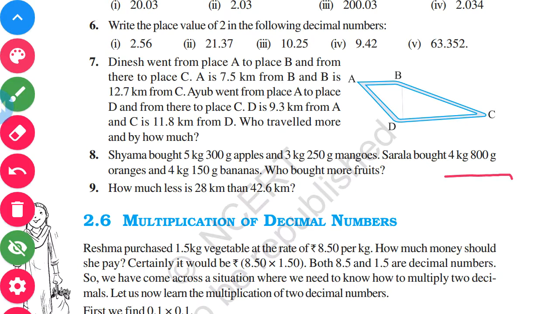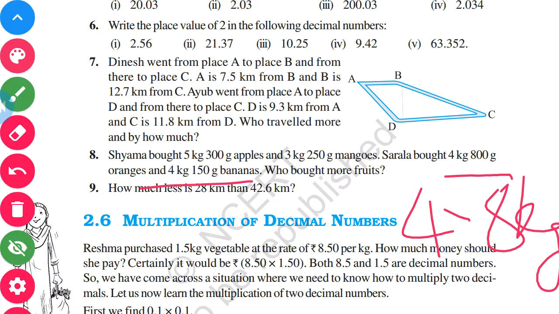Then Sarla, here it is 4.8 kg, as per my calculation, you can check after converting. And here it is 4.150. So when you add it, you will get something around 8 kg 950 grams. So as per the comparison, Sarla bought more fruit compared to Sham. You can check with the answer. Write your statements. Add the fruits which were bought by Sham, and add the fruits which were bought by Sarla. Then compare who bought more fruits. You can easily compare it, children, and you can write that Sarla bought more fruit.